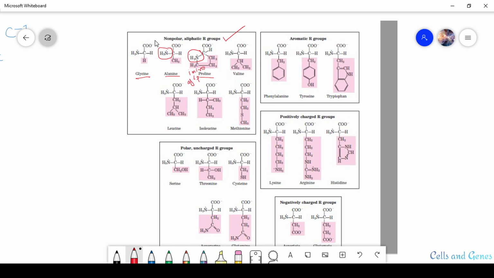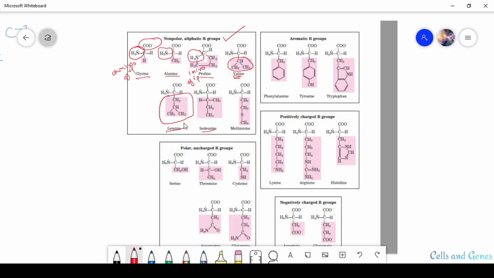Coming to the general structure, we have a carboxylic group and an amino group for all the amino acids except proline. Proline has an imino group. Next, coming to valine, we have CH, and C is branched to two other carbons, that is CH3 and CH3. And here lysine, this part is the R group.